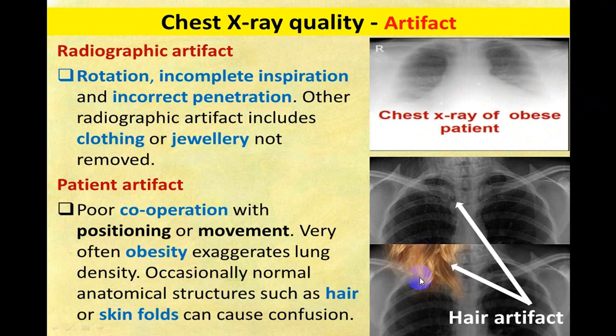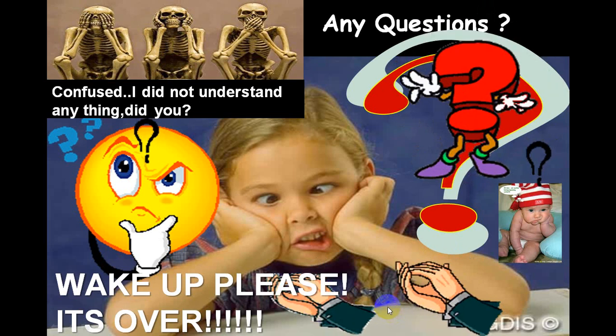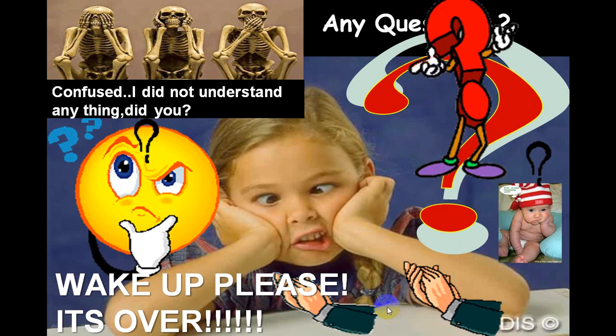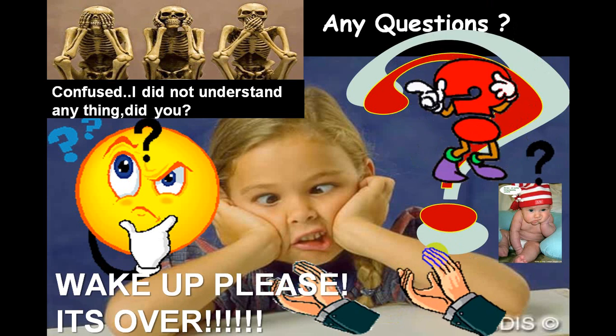These are artifacts. This is because of the hair. You are seeing some shadow here. You look on this side and you look on this side. There are little shadows. Those are because of hair artifacts. So here I end my lecture on X-ray introduction and what we call the quality of an X-ray. We'll be talking further in the next clinic.